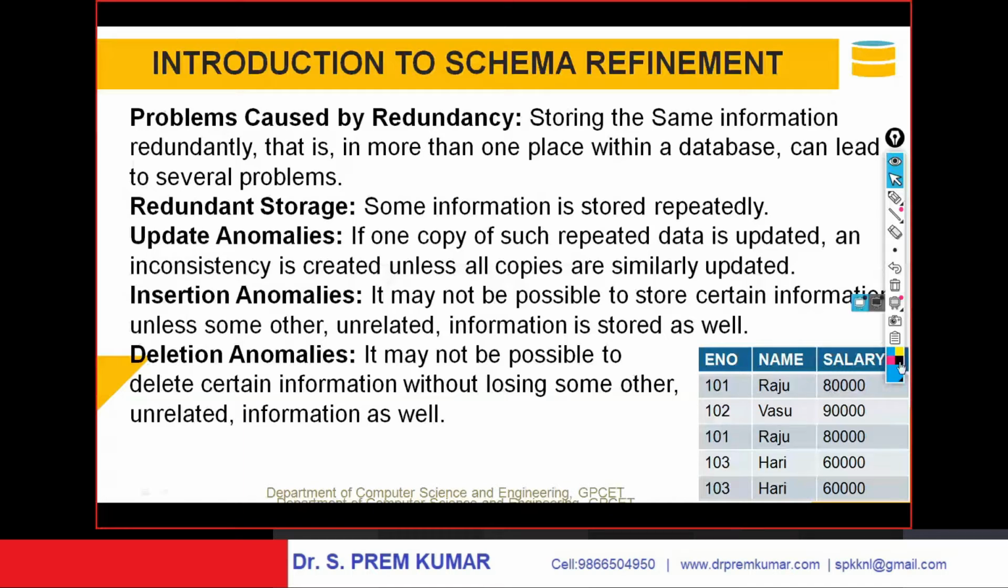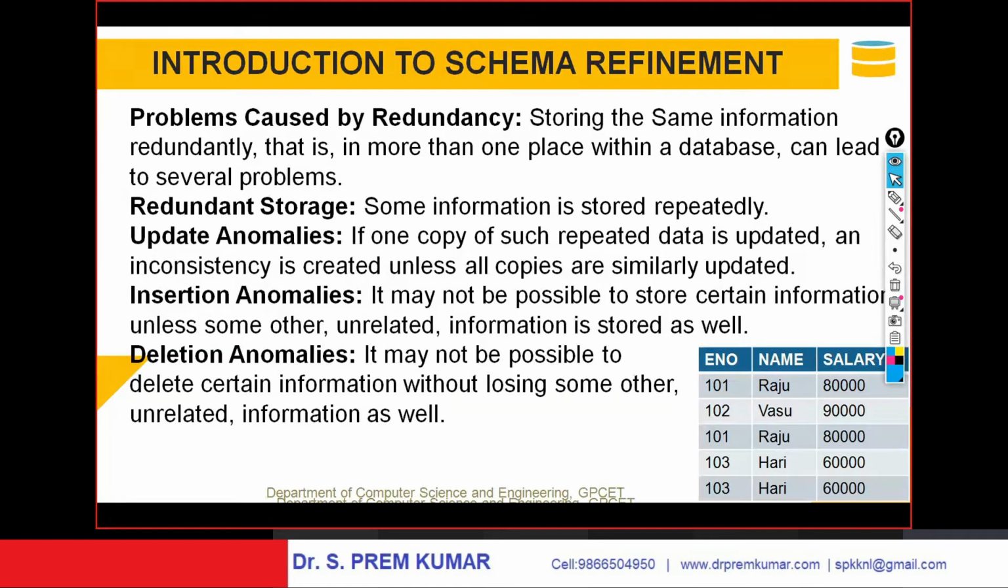You observe here there is 101 Razu, 80,000 is the salary. 102 Vasu, 90,000 is the salary. 101 Razu, 80,000. There is a repetition of the data. Whatever may be the reason, there is a repetition of data. This is not good. 103 Hari, 60,000. 103 Hari, 60,000.